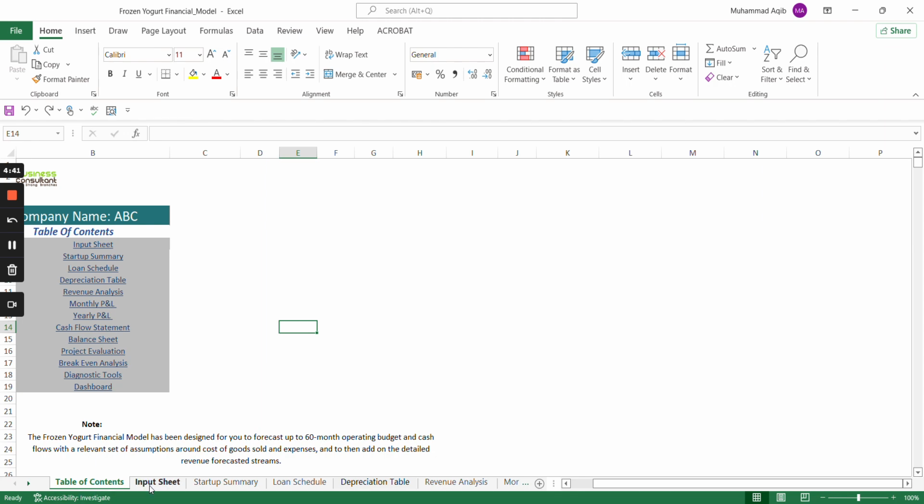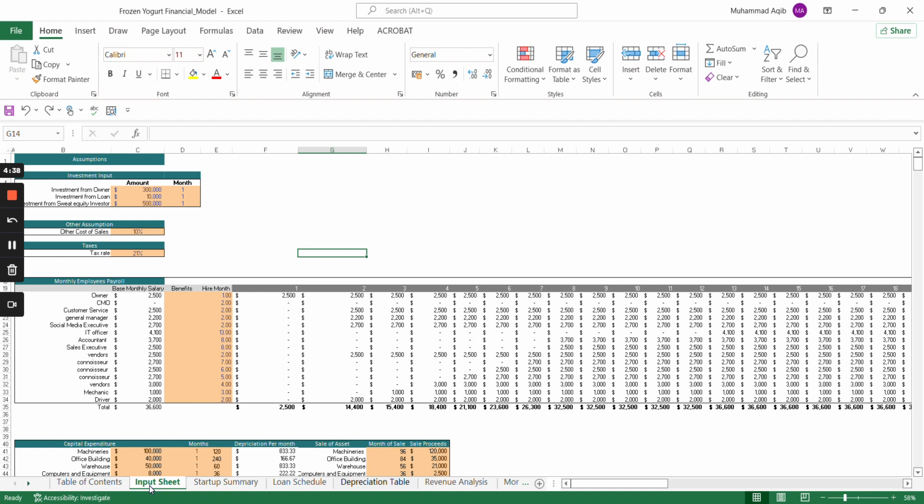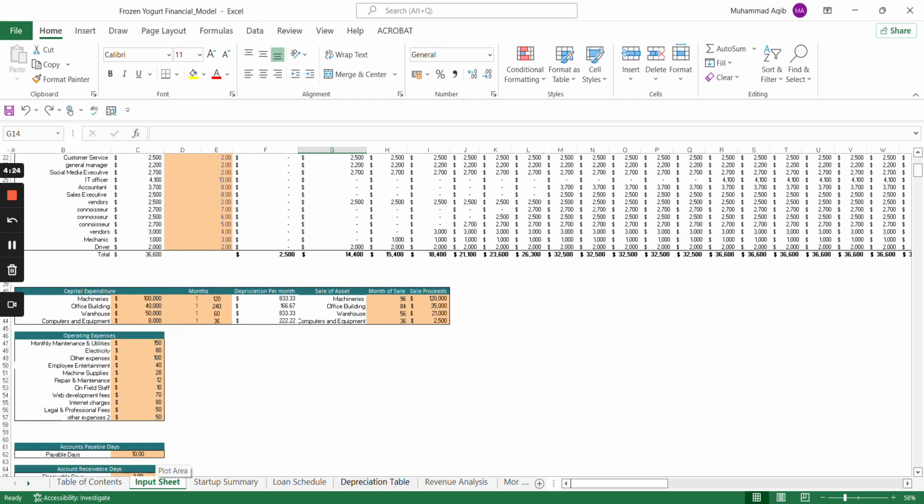Moving on to the input sheet includes various assumptions taken upon for the business, such as owner's investment as well as loans taken by the business. This also includes different monthly employment payrolls, capital expenditure incurred, and other operational expenses such as electricity, employee entertainment, etc.